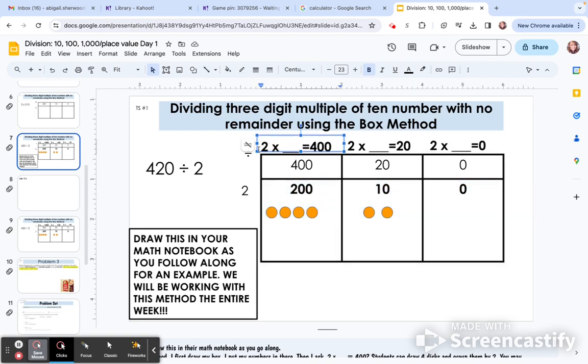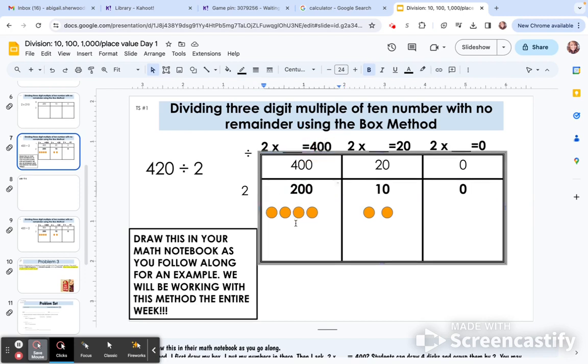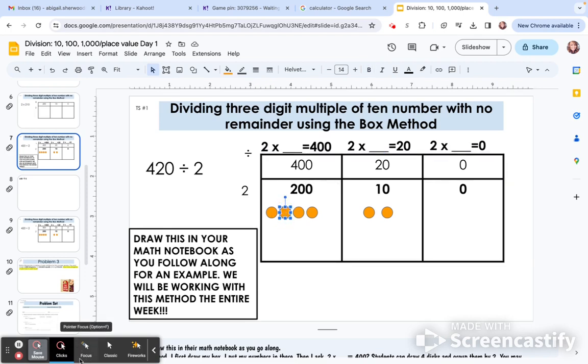So the first thing I ask myself is, 2 times what equals 400? Well, even if I didn't know what 2 times what is 400, I can draw discs, and I can circle them and group them. So I know that when I'm dividing, I'm going to group them by 2, which is my divisor.